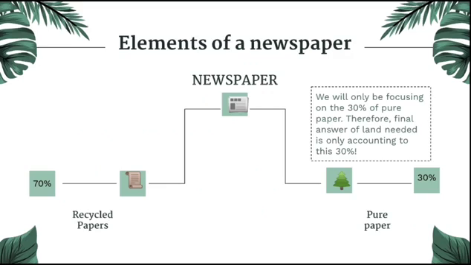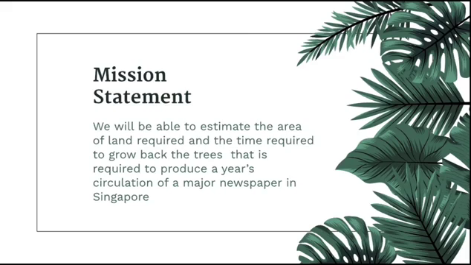Importantly, we assume that the newspaper was 70% recycled and the remaining 30% of it is pure paper. We will be only focusing on the 30% of pure paper. Therefore, the final answer of land needed is only accounting to this 30%. Our mission statement is to be able to estimate the area of land required in hectares and the time required for the trees to grow back in years, which is required to produce a year's circulation of a major newspaper in Singapore.